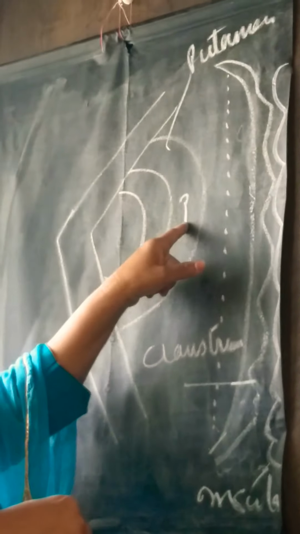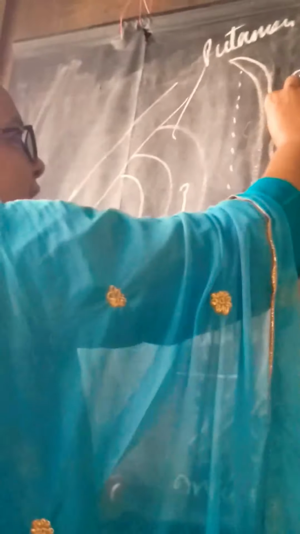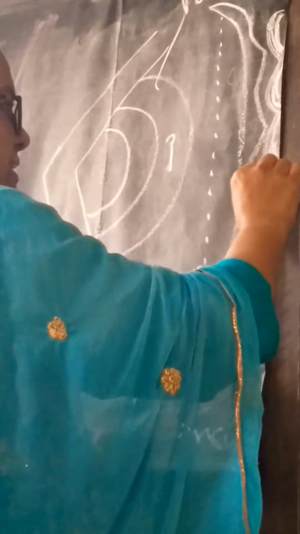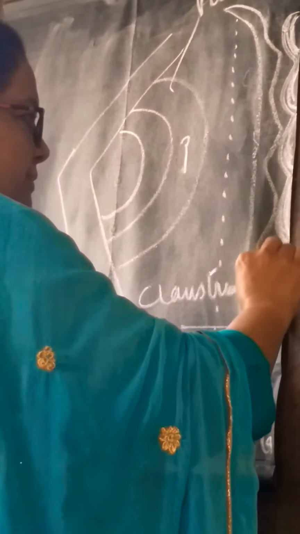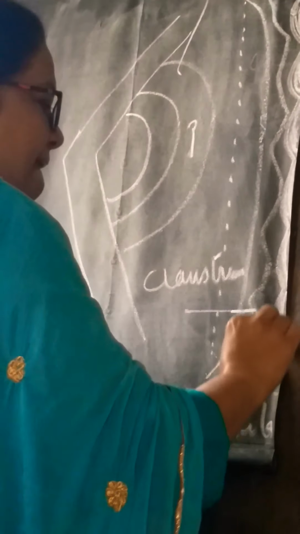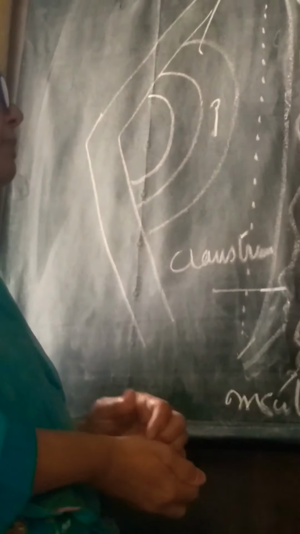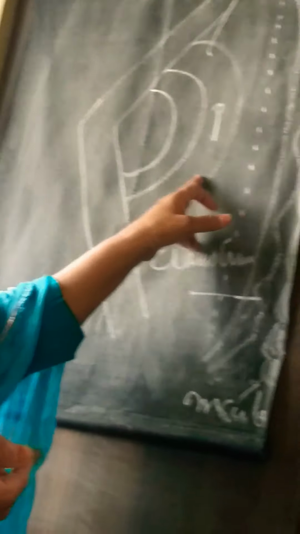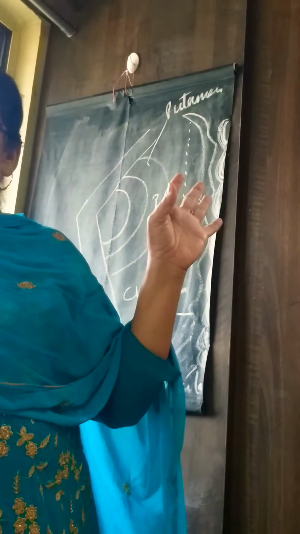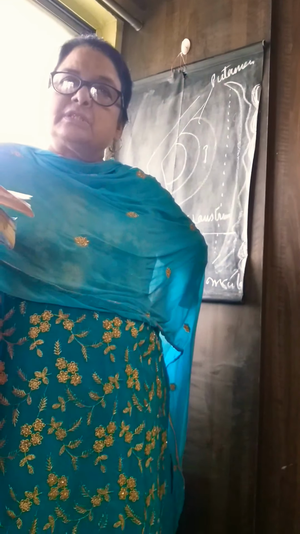This claustrum is present between the putamen and the insula, which I will draw darker. I told you what the insula is, isn't it? So it is present between the insula and the putamen. It lies between the putamen and the insula, and inferiorly it is thick, and anteriorly it is ending with the anterior perforated substance. Got it? So it is a saucer-shaped nucleus which lies between the putamen and the insula.